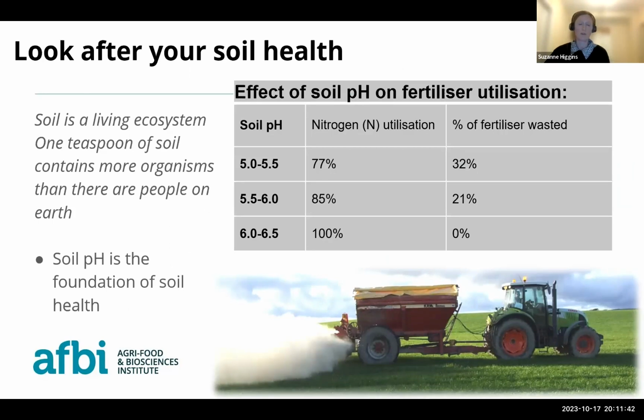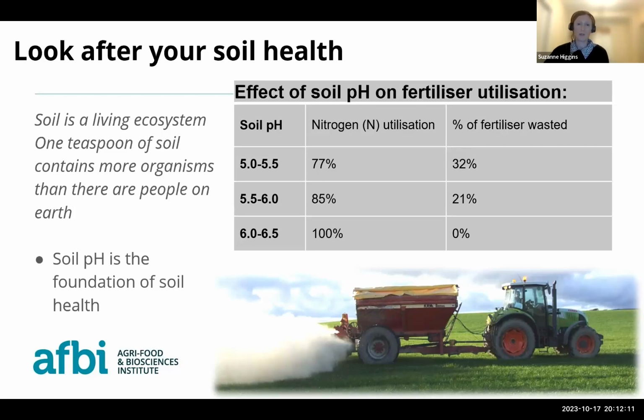And one of the ways we can do this is get the pH of our soil right. So a lot of the processes in soil operate at a certain soil pH. And for grassland soils, we are aiming for a pH of 6 to 6.5. So if you have your pH right, this is when your nutrient utilization is optimum. So the nitrogen you apply is more likely to be used and taken up by the grass if your pH is correct, around 6 to 6.5.